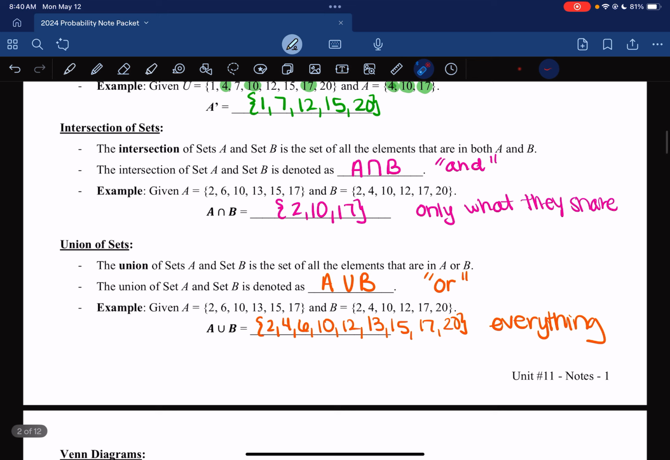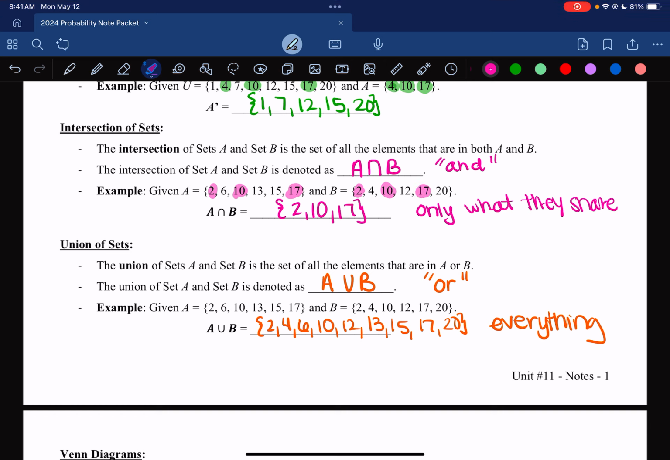The intersection of sets A and B is the set of all elements that are in both A and B. The intersection of A and B is denoted right here. So that's read as the intersection of A and B. So here's an example. Here's A, here's B, and when we want the intersection, we only want what they share. So the same thing that is between both of them. They both have a 2, they both have a 10, and they both have a 17.